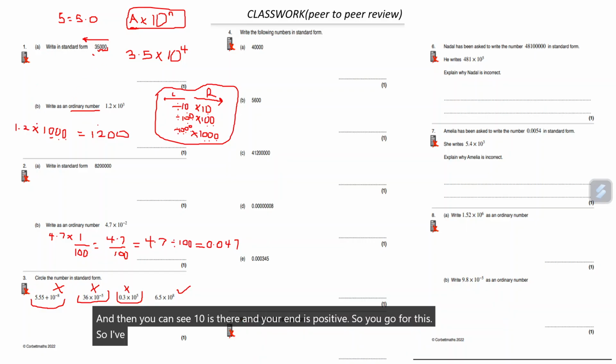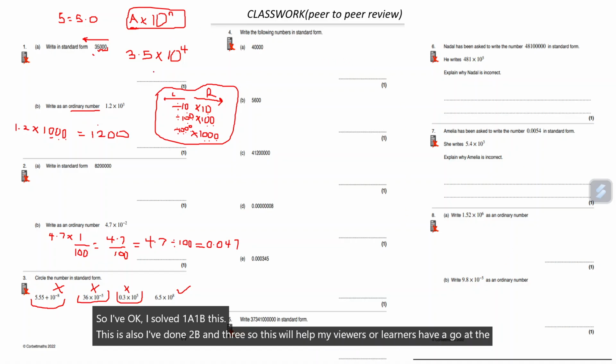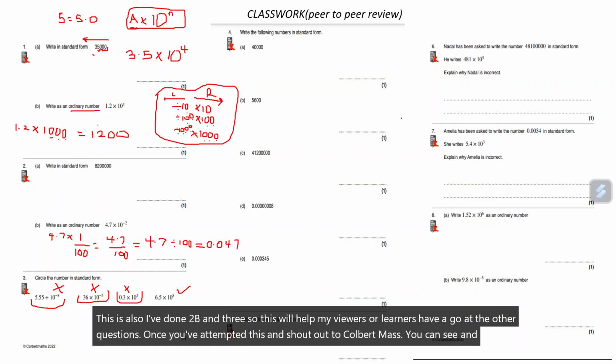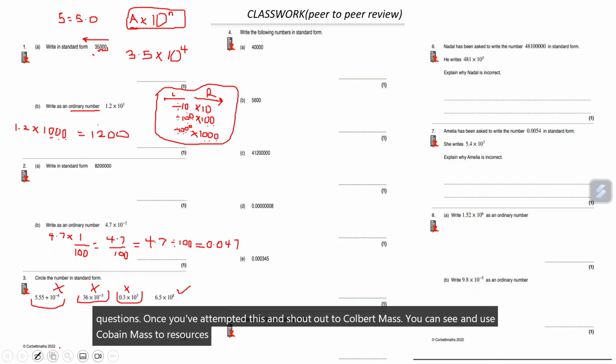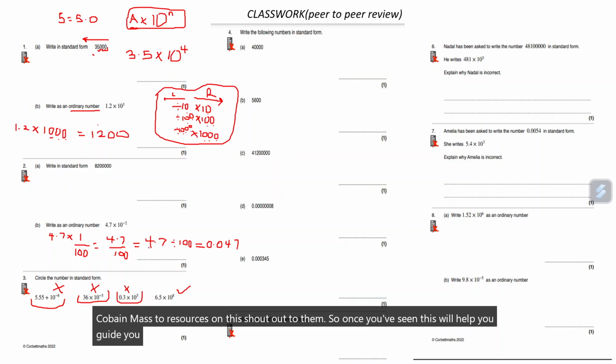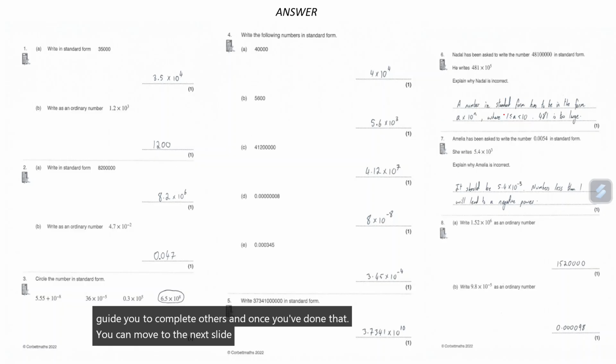I've solved 1a and 1b. This is unsolved. I've done 2B and 3. So this will help my viewers or learners have a go at the other questions. Shout out to Kobe Mass, as you can see I used Kobe Mass resources on this. Once you've seen this, it will guide you to complete the others, and once you've done that, you can move to the next slide to compare your answers.